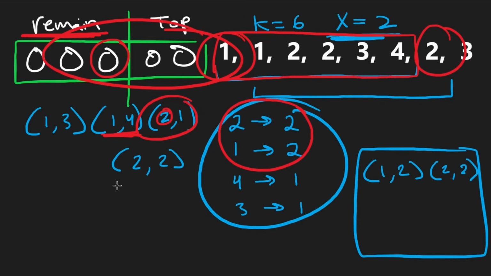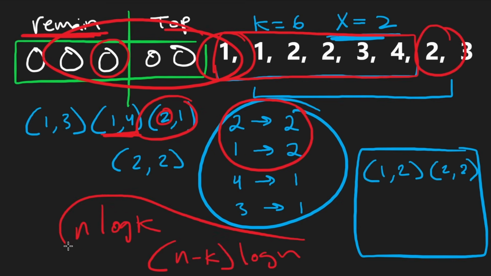So I believe the time complexity is going to be n log k. If you want to get more precise, I think it's n minus k log n, something like that. Anyways, I don't think you really need to get too precise usually. But anyways, let's code it up now.